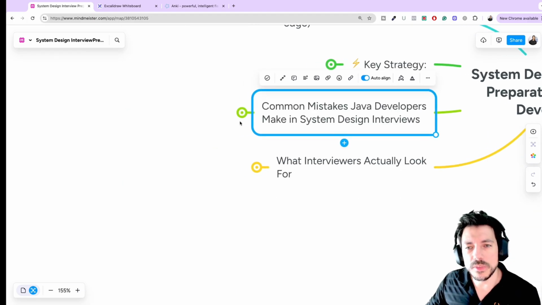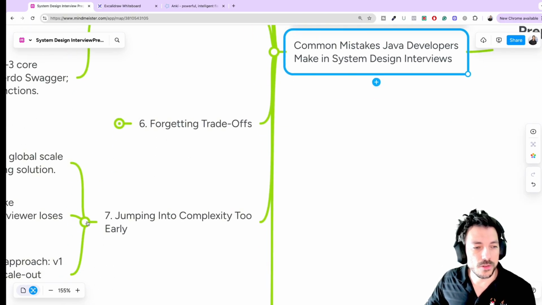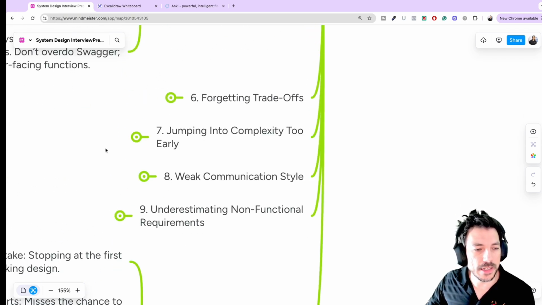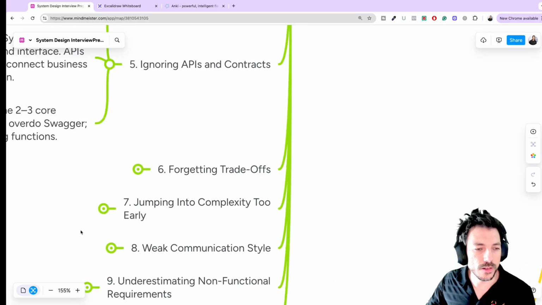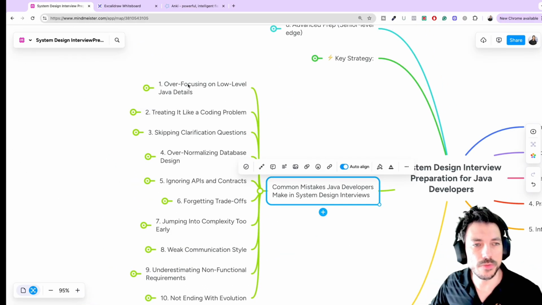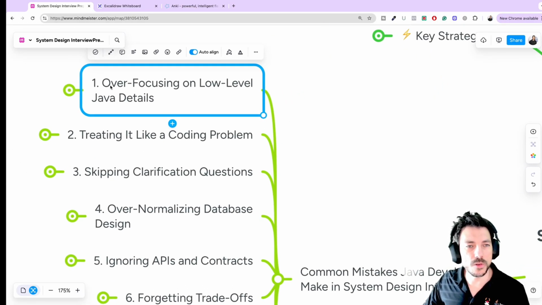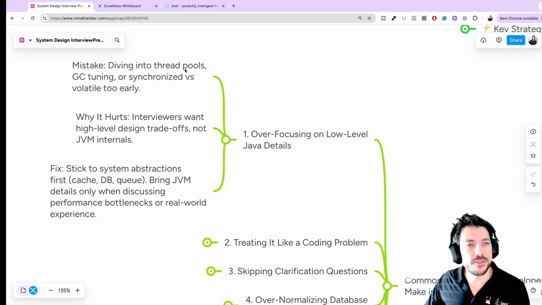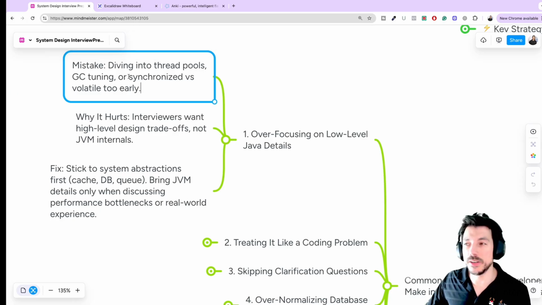Okay, and what are the common mistakes Java developers make in a system design interview? Let's see here. By avoiding those mistakes, it will definitely enhance your chances of passing this interview. I'll just minimize them. Okay, so the first mistake is over-focusing on low-level Java details. So for example, if you dive into thread pools, garbage collector tuning, synchronized versus volatile too early, those are very granular details. Sometimes they're irrelevant for system design interviews.